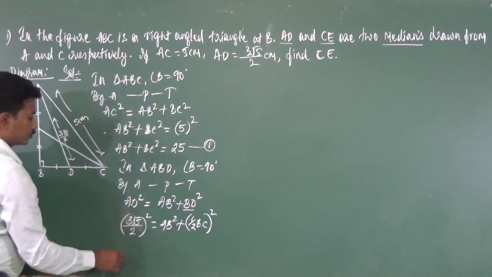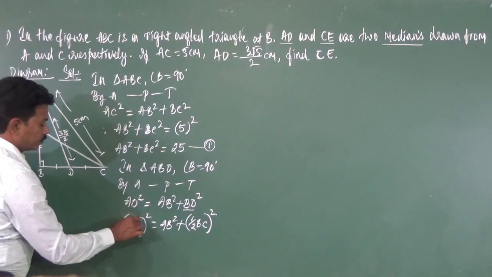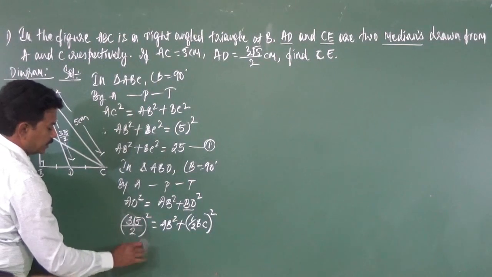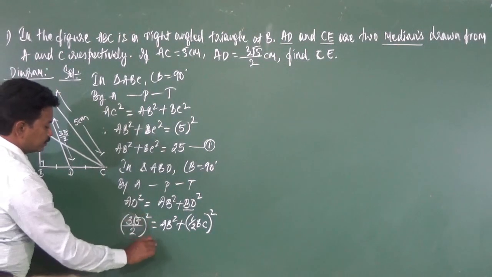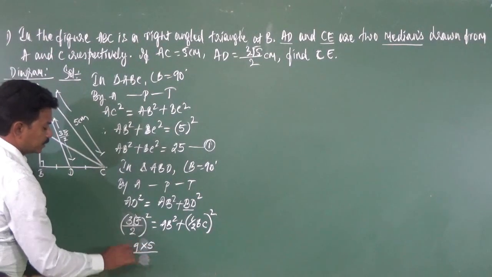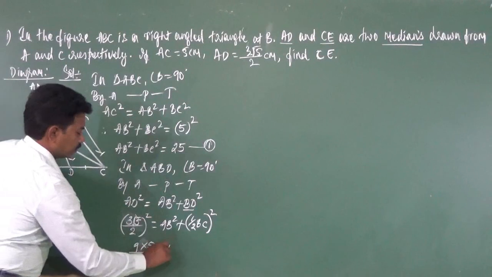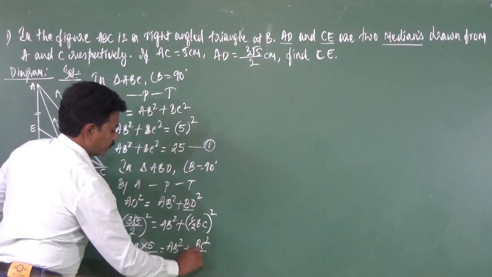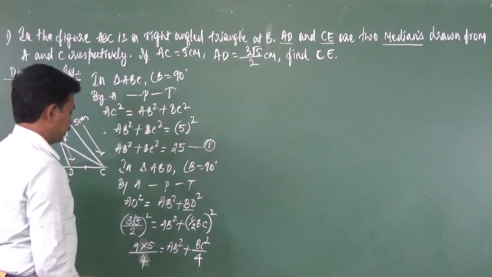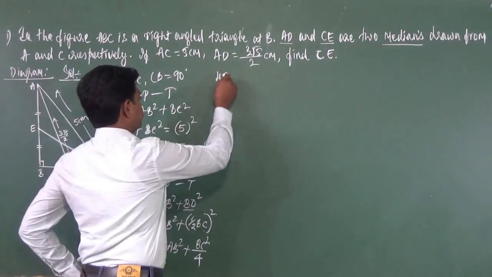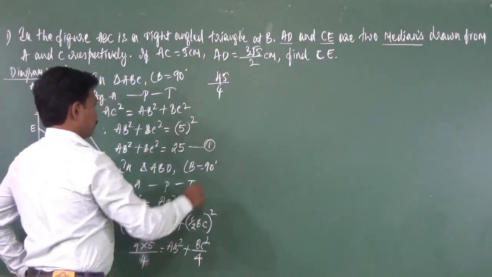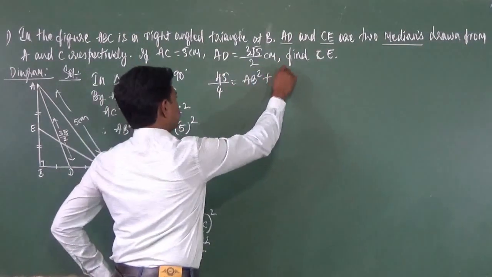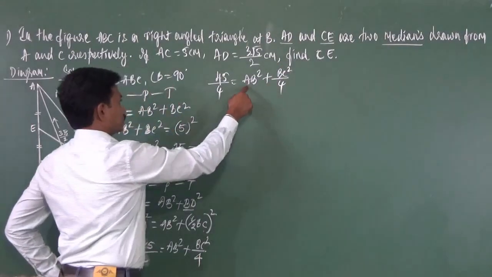So 3 root 5 by 2 whole square, the square applies for all three elements, 3, root 5 and 2. So it becomes 9 into, square and root cancels, so it becomes 5 by, that is 2 square is again 4. So it is equal to AB square plus half BC square, is BC square by 4. Okay, so 9 into 5 is 45 by 4 is equal to AB square plus BC square by 4. So let us make AB square as the subject.